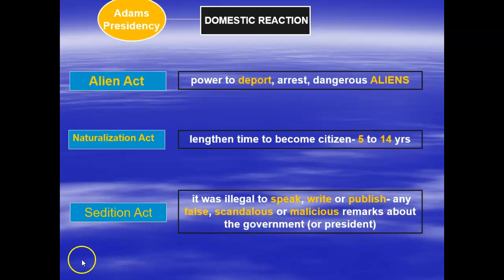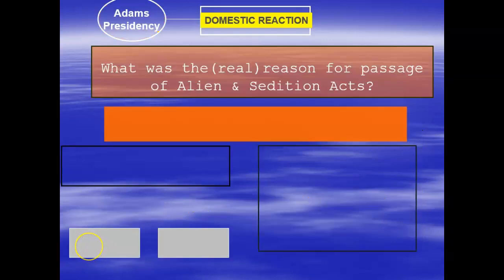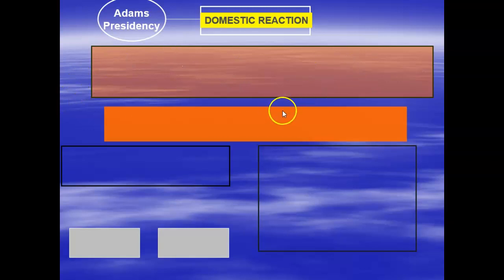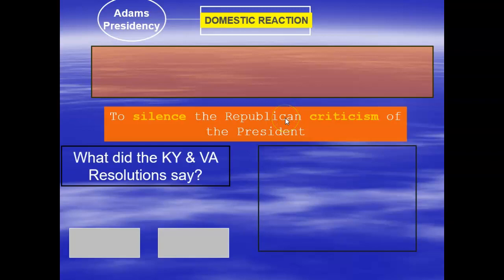Now we're going to move on to the next slide, which looks like this. And basically my question, and yours is arranged a little differently, says, what's the real reason for the passage of these acts? And basically the main reason is to silence criticism. The Federalists were in power, they didn't like to be criticized, and so they took that power to silence Republican criticism. And you have to understand where criticism would have shown up at that time, and that would be in the newspaper.